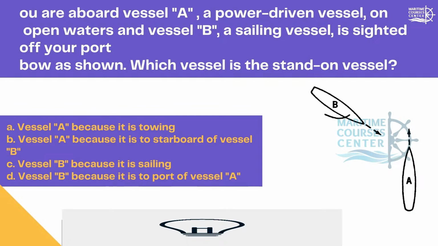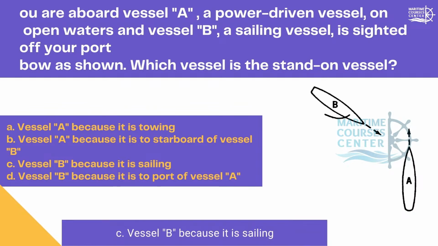Yeah, that's right. The right answer is going to be vessel B. Why? Because it is a sailing vessel, so it's going to be the stand-on vessel. So the right answer is going to be C. Vessel B because it is a sailing ship.